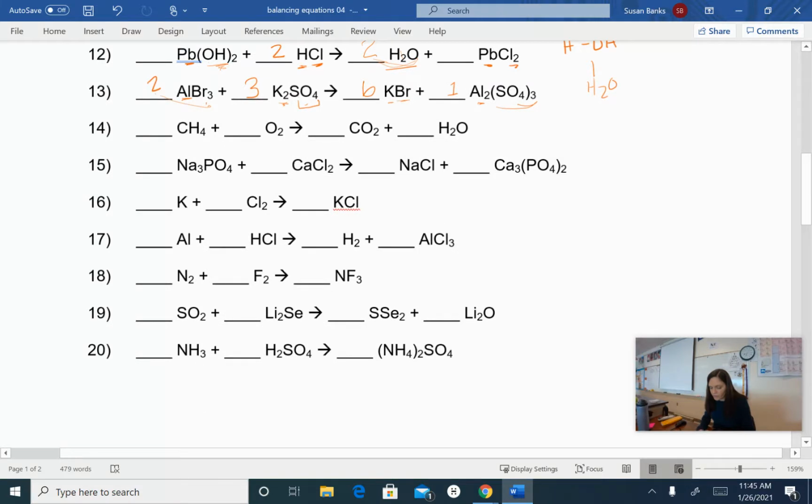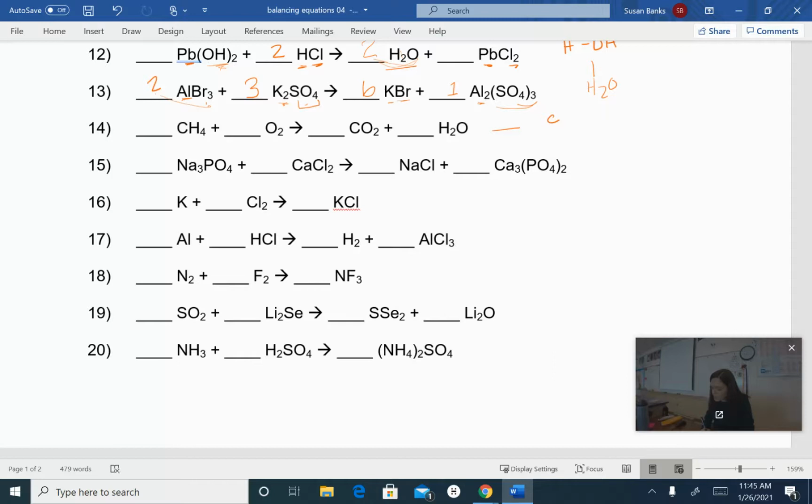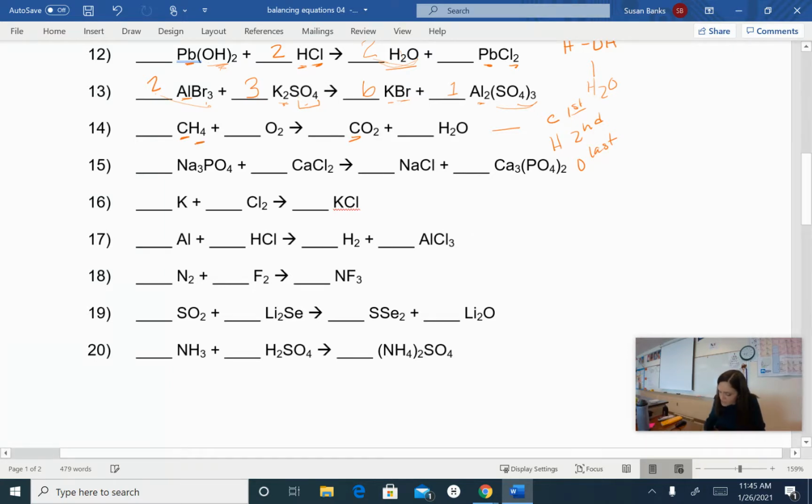Okay, now 14. Look at this one. We've got carbons, hydrogens, oxygens. So when we have an equation that is just carbons, hydrogens, and oxygens, always do your carbons first. Do those first. Do your hydrogens second. And save the oxygens for last. Okay, so we're going to look at our carbons first. I've got 1 carbon here, 1 carbon here. I'm doing okay. I've got 4 hydrogens here, I've got 2 here. So 2 times 2 gives me 4.